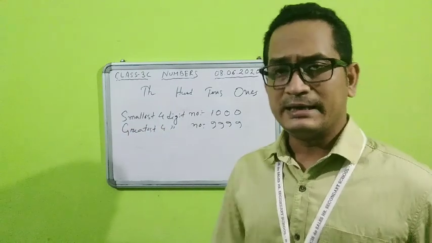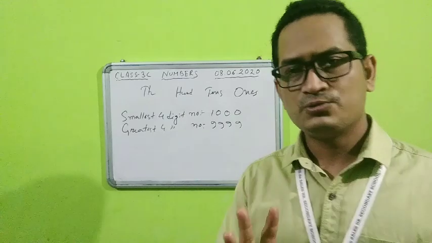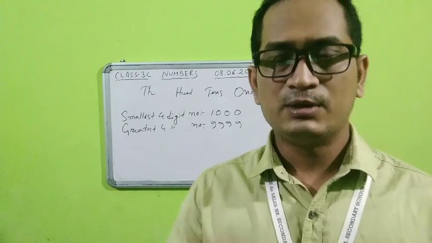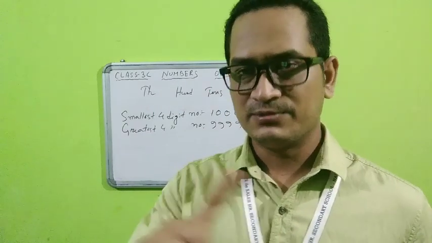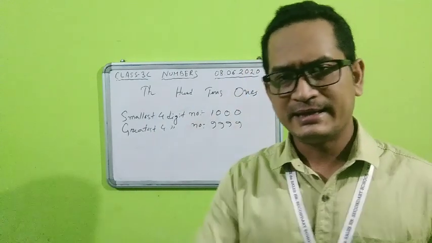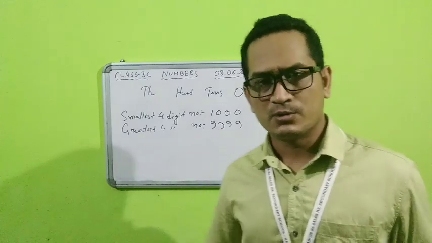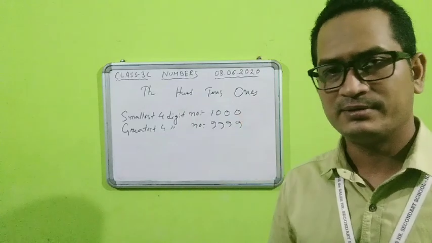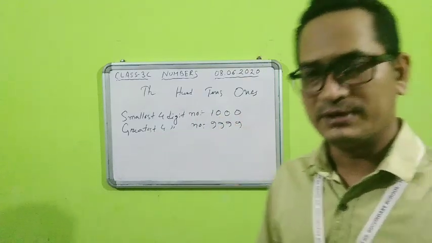When we are writing the greatest four-digit number, there will be 9999. Now students, to make the greatest number, you have to use the greatest digit. Which one is the greatest digit? If you see, 9 is the greatest digit. If you say 0 to 9, all these counting digits, the 9 is the greatest one. So I have to put 4 times 9, and then it will automatically become the greatest four-digit number. So these two things we have learned: the smallest four-digit number and the greatest four-digit number.